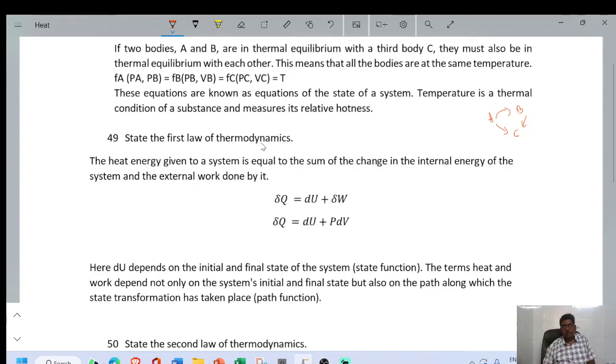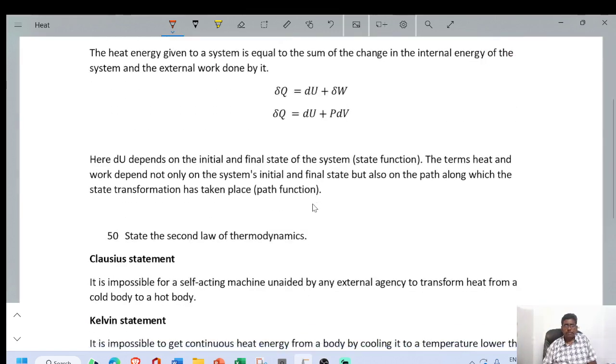State the first law of thermodynamics. The quantity of heat energy given to the system is equal to the change in internal energy and the amount of external work done. Here, heat and work done are path functions, whereas the internal energy is the state function. Therefore, we have given inexact differentiation for heat and work done. But for the internal energy, we have given exact differentiation.